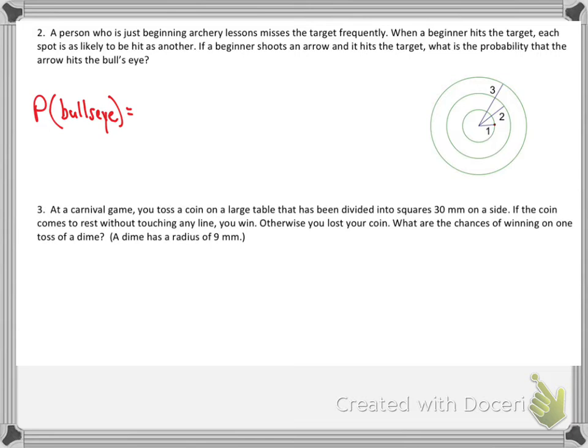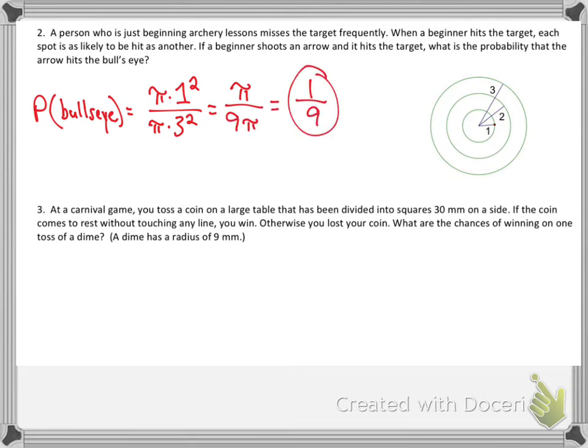So the area of my smallest circle, the bullseye, would be equivalent to pi times 1 squared. The overall circle, the area of that would be pi times 3 squared, because 3 is the radius of the overall large circle. From here, we can reduce it to pi over 9 pi. Our pi's would cancel out, leaving us with a 1 out of 9 probability that we will hit the bullseye as long as we hit the target. Convert that to a percentage, it'd be 11.1 repeating percent.